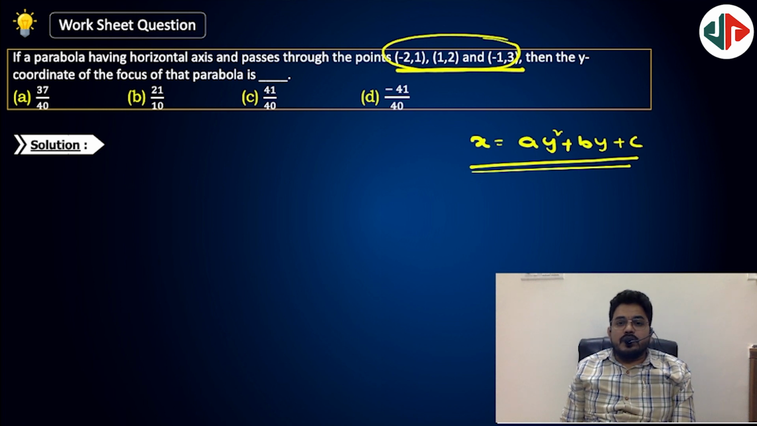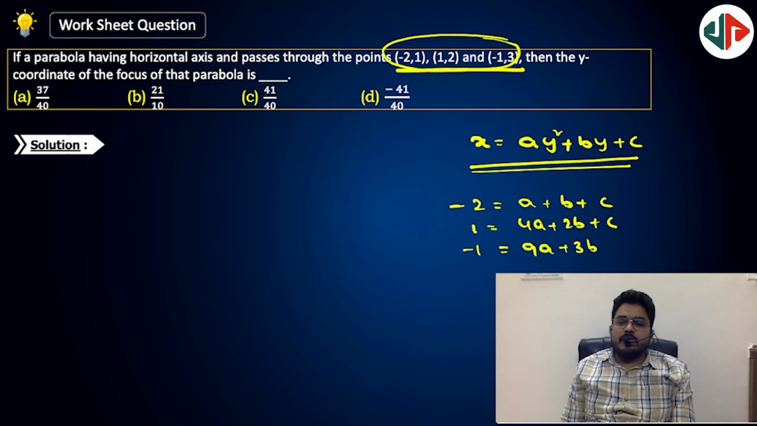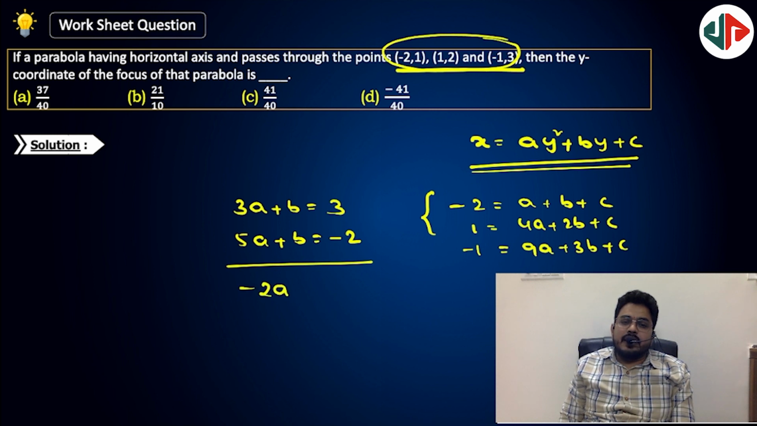Okay. So what happened? Minus 2 is equal to a plus b plus c. 1 is equal to what happened? 4a plus 2b plus c. Minus 1 is equal to how much? 9a plus 3b plus c. So from first two, you will be getting 3a plus b is equal to 3. This minus this. Next one is 5a plus b is equal to minus 2. From here, minus 2a is equal to 5. So a is equal to minus 5 by 2.